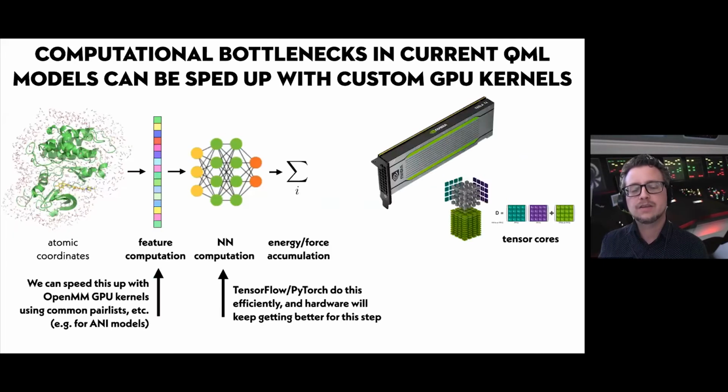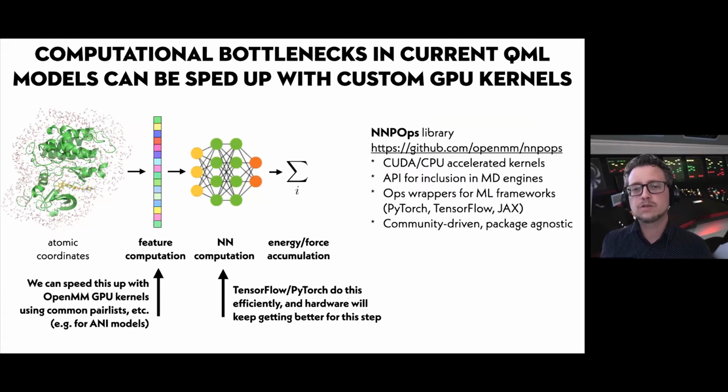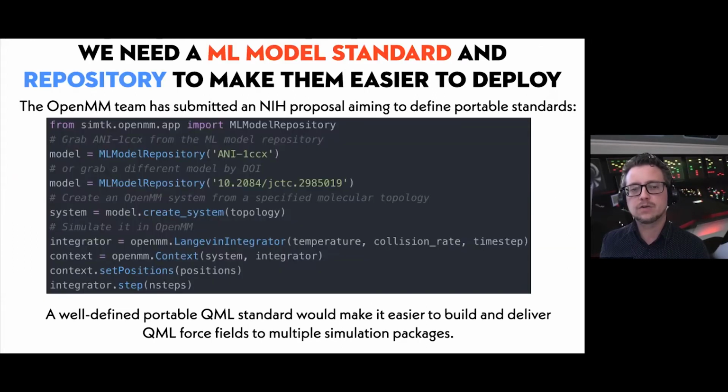The basic idea is that they have some sort of bottleneck, either in the neural network computation or often in the feature computation, that just isn't handled very well by these machine learning frameworks, where these potentials are implemented right now. So what we're hoping to do is to use this opportunity to build a community-driven library that encodes GPU-accelerated and CPU-accelerated kernels that can then be used either in the machine learning frameworks or in MD packages like OpenMM. And so we've already broken ground on that and are starting to integrate that in.